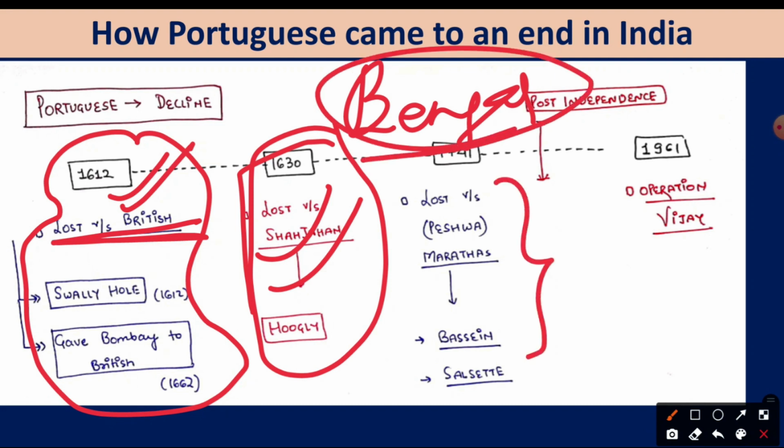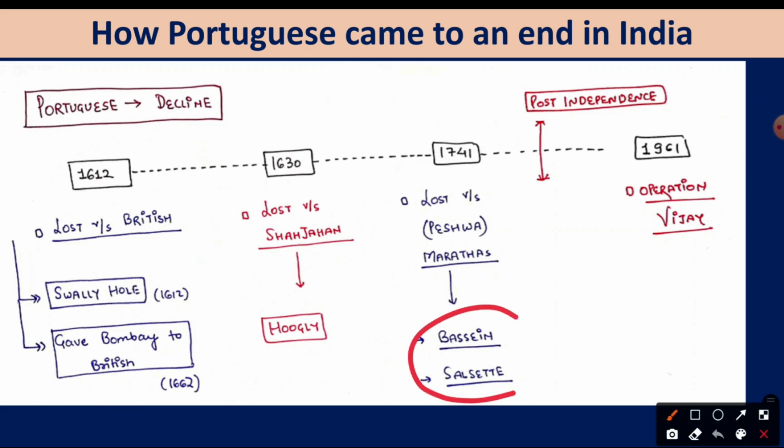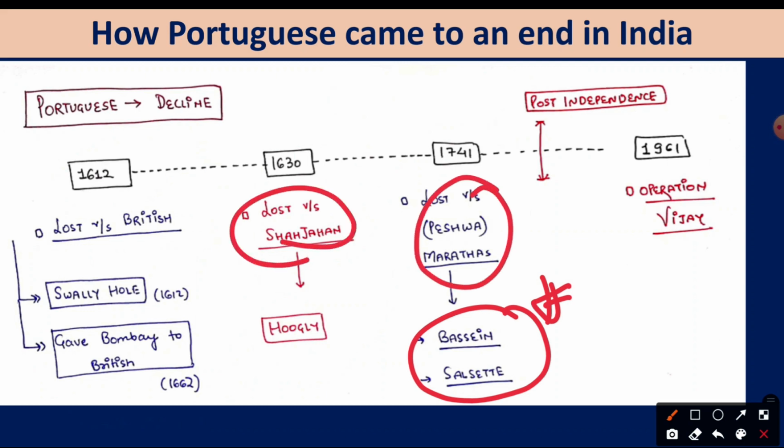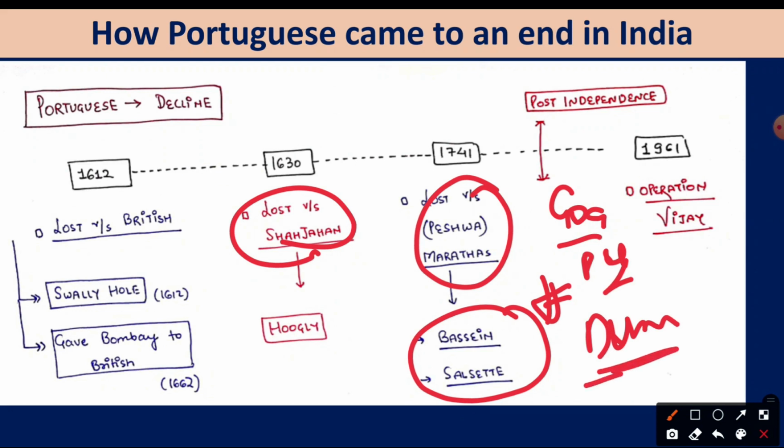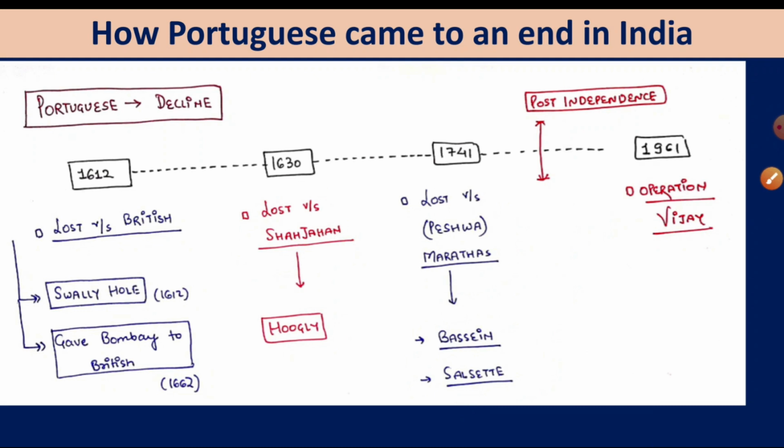And then what is the story with the Marathas, we'll see. The Marathas also took from them Bassein and the Salsette that they had acquired previously, as we have read. So the Marathas took these territories, and they were left with very few territories, that is Goa, Daman and Diu, and Dadra and Nagar Haveli. They were left with these territories only, and finally in 1961, Operation Vijay, and that also was gone. So this is how the Portuguese declined.